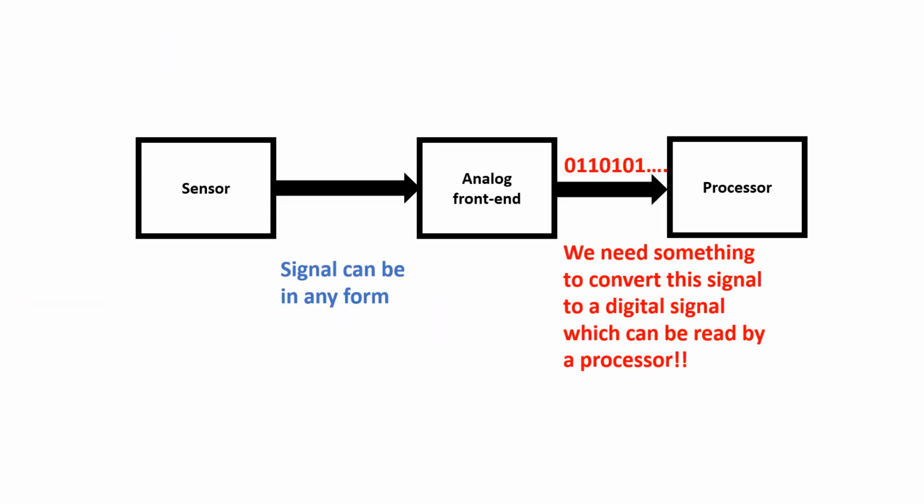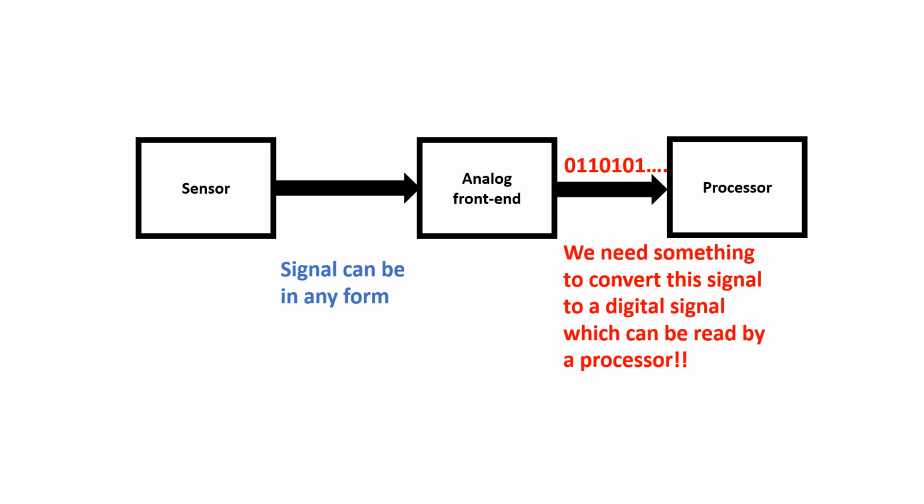Now, let us start with why do we need an analog front end? The signals coming from a sensor can be present in any form, like sound waves or vibrational signals. These types of signals are known as continuous signals, which are also known as analog signals. The signals which can be detected by our processor, where our processor is nothing but the brain of our computer, should always be in the form of discrete ones and zeros. This type of signal is known as a digital signal.